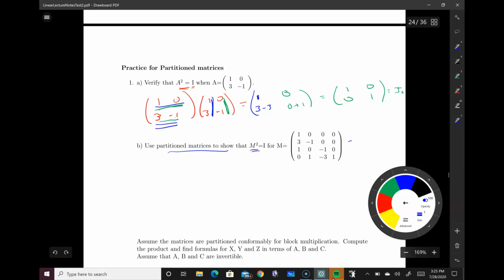Okay, so they want us to create the partition matrices to show that M squared is equal to I. So if I think about this, looking at this, I see this is A, this is 0, this is I, and this is negative A.